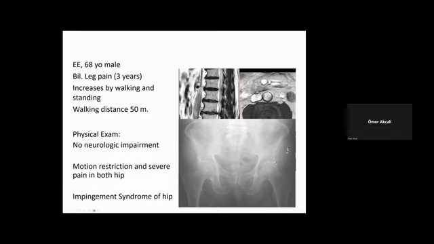Did you see the cursor on the X-ray, dear moderator? I think it's not visible. Yes, we do. Okay.